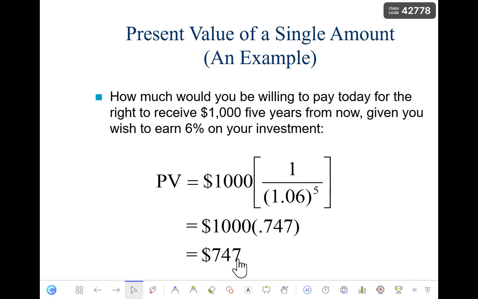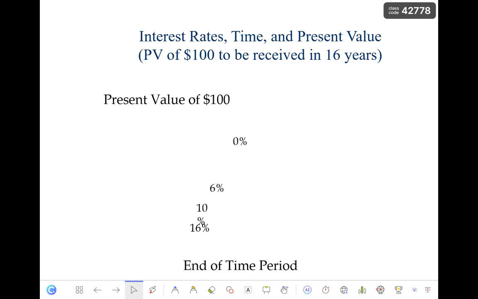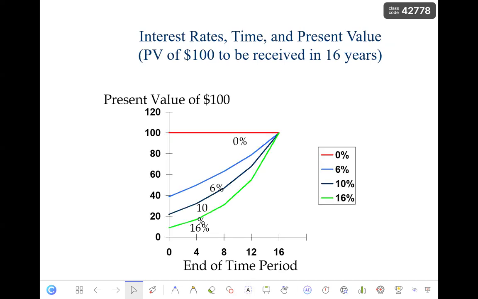And really, so now in the present, we have $747 that will grow into $1,000 in 5 years at the 6%. So we could go backwards and forwards. You can always algebraically rearrange your formulas so that you can find out what it is you want. And just keep in mind that whole nature of math of being a balancing act. So this is just another graph to show you how going from future value to present value works in inverse.